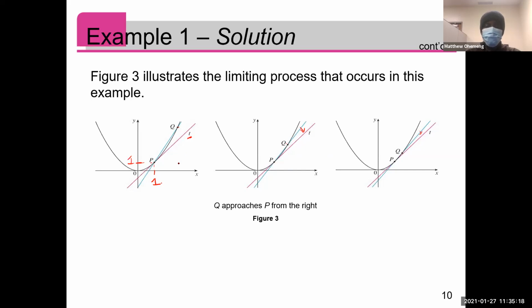So here the X point is somewhere here. Here the point is closer, right? It's getting closer to the 1. So as you get closer to the 1, the slope of the secant line is getting closer to the slope of the tangent line. Now this one is from the right. That means there are bigger values than 1, right? So this is the limiting process.